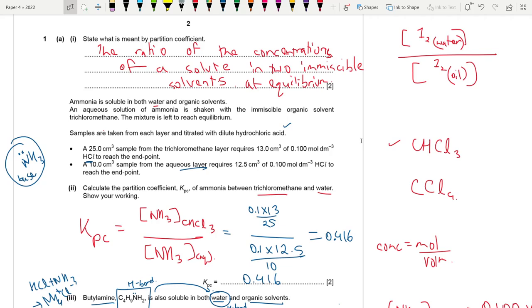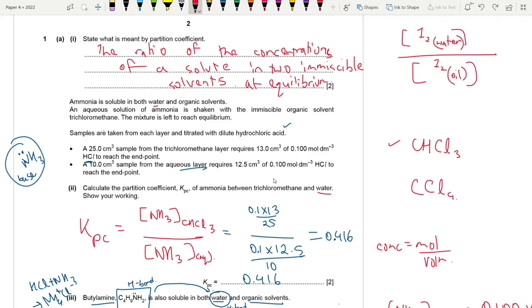So sometimes they're not going to give you a formula for Kpc. So you need to remember that the one that comes first in the statement, since trichloromethane comes first, it's going to be the numerator and water is going to be the denominator. So Kpc is equal to concentration of ammonia in CHCl3, the trichloromethane layer, divided by the concentration in the water layer, aqueous NH3 basically.